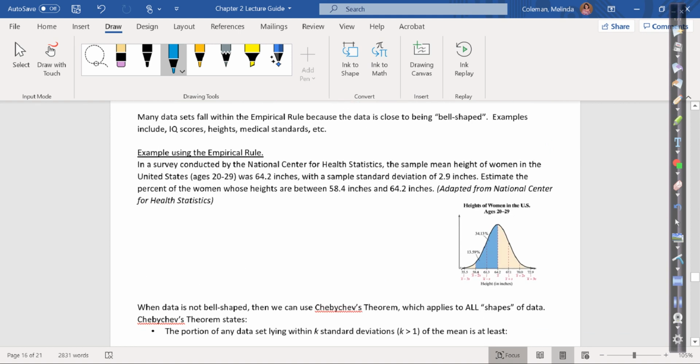So, how do we use this standard deviation? What does this mean to us? And how do we make that happen? In a survey conducted by the National Center for Health Statistics, the sample mean height of women is 64.2 inches and the standard deviation is 2.9 inches. Estimate the percent of women whose height is between 58.4 and 64.2 inches.